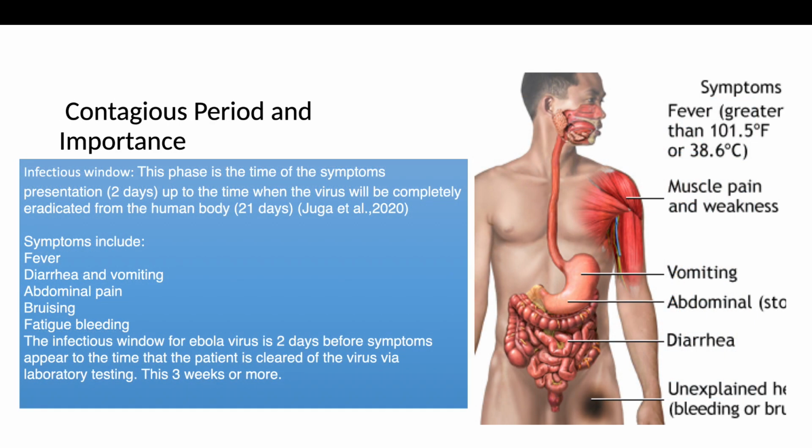Infectious window. This phase is the time of the symptoms presentation up to the time when the virus is completely eradicated from the human body via laboratory test. This takes from 2 days from the time of symptom presentation to a couple of weeks, say 21 days or more. Symptoms of the Ebola virus include fever, diarrhea and vomiting, abdominal pain, bruising, fatigue, and bleeding.